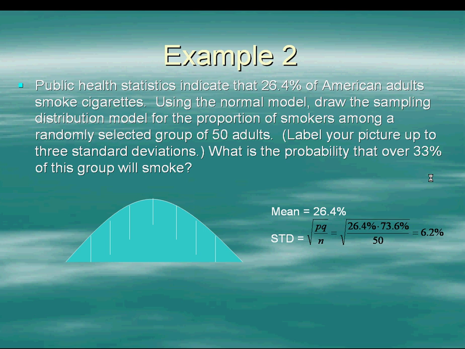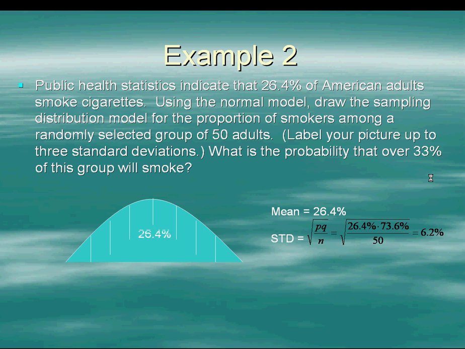Again, that Q value, 73.6%, is everyone else up to 100%. We started with 26.4, so everyone else would be 73.6%. Okay? Or in other words, think about it as that's the percentage of people that are not smoking.